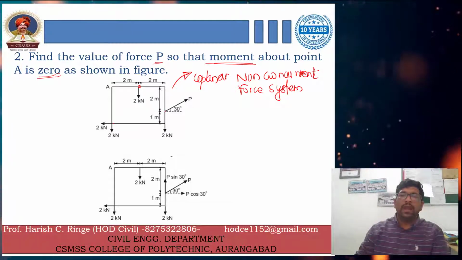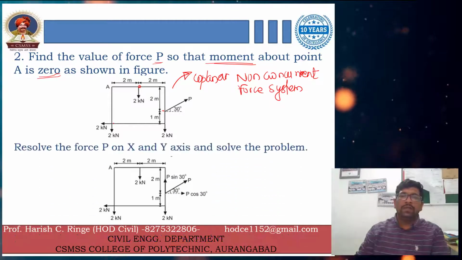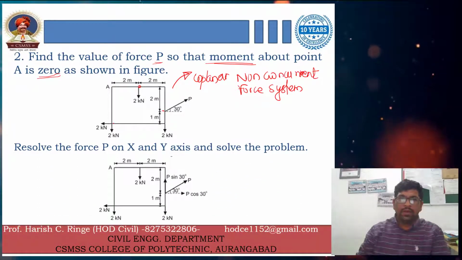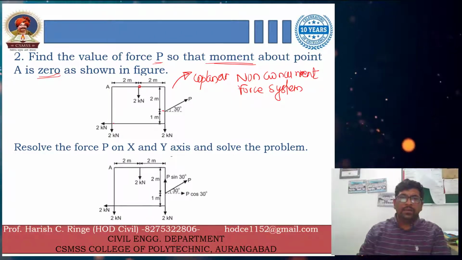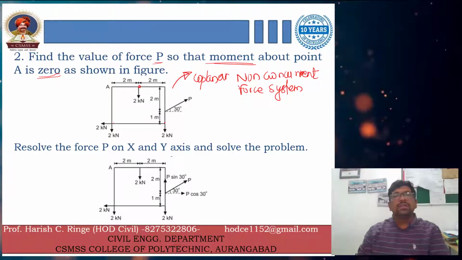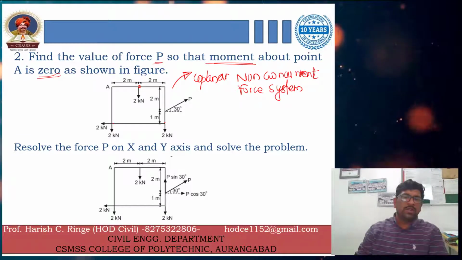Then one force we have at this particular location, which is nothing but the force P, inclined at 30 degrees along the horizontal axis, and another force at 20 degrees, right. So what we are supposed to do is resolve these forces first of all.